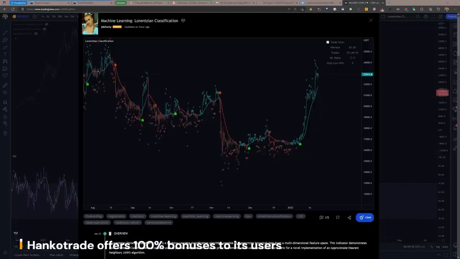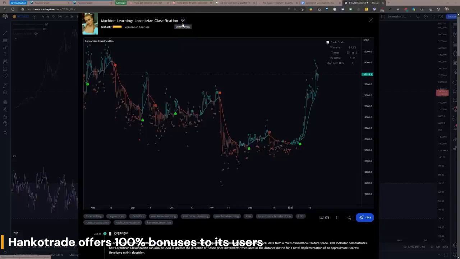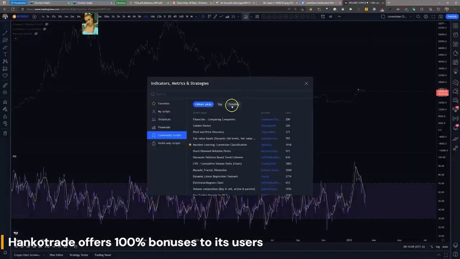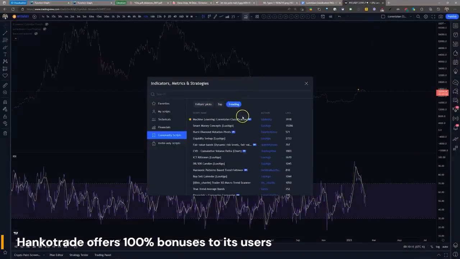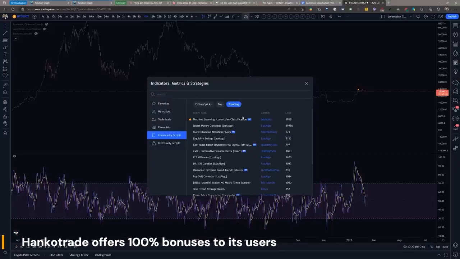Machine Learning Lorentzian Distance Classification. This script was featured recently as one of the editor's pick publications on the platform, and in the past few days it's actually been trending as the #1 script among all the more recently published scripts. Because of this, it has been getting a lot of questions and requests for a video on this indicator.